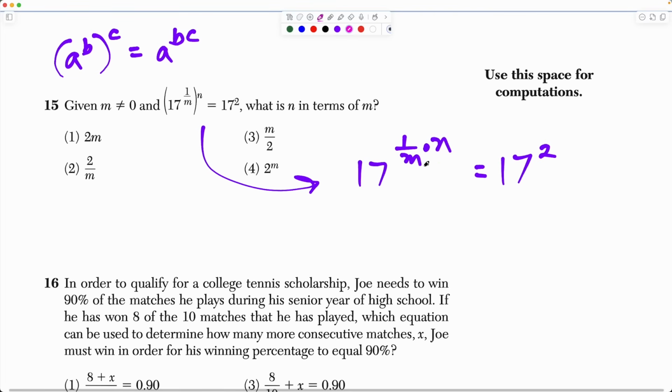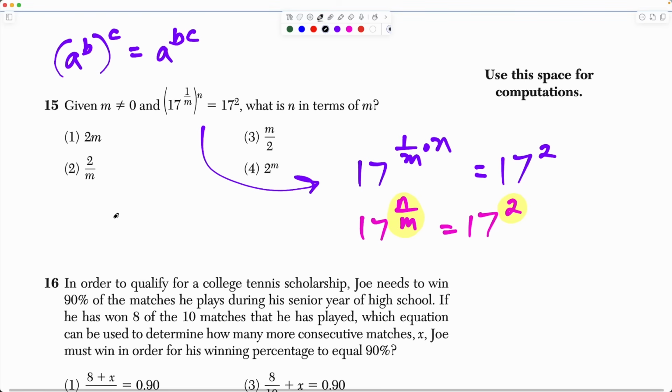And when we multiply a fraction by a term like this, we could just do n times 1 and then b over m like this. So in the next line, I could say that 17 to the n over m equals 17 squared. But when you have an equation like this where two exponent terms are equal with the same bases, you could just set the powers equal to each other.